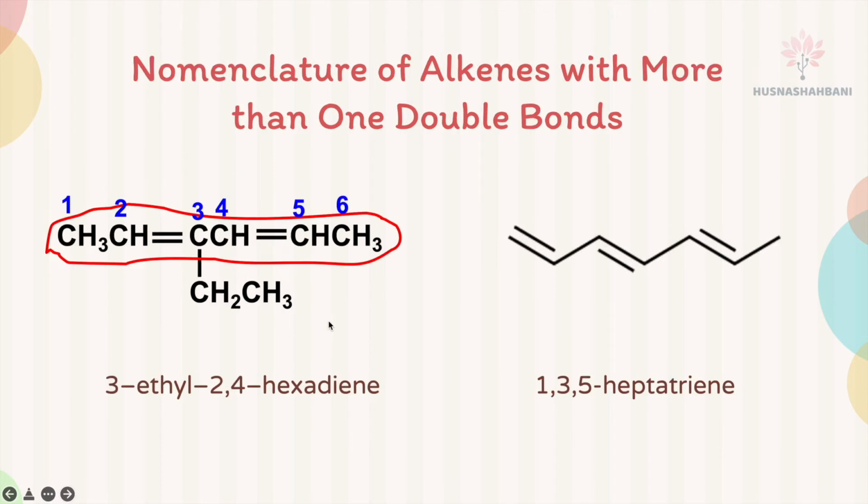And then if more than 1 double bond, like this, hexadiene, and if you have 3 double bonds, at carbon number 1, carbon number 3, and carbon number 5. So 1, 3, 5. Hepta means the total number of carbons of the parent. Triene means 3 double bonds in the parent. So 1, 3, 5-heptatriene.